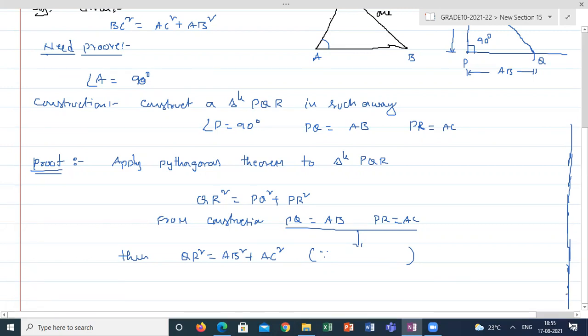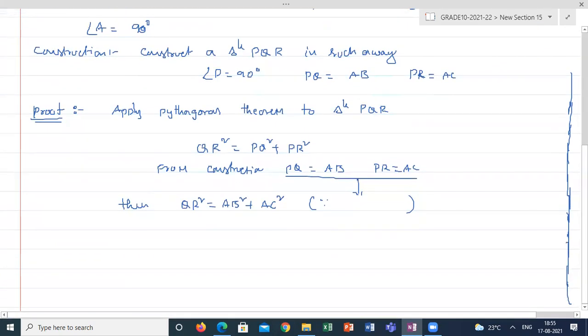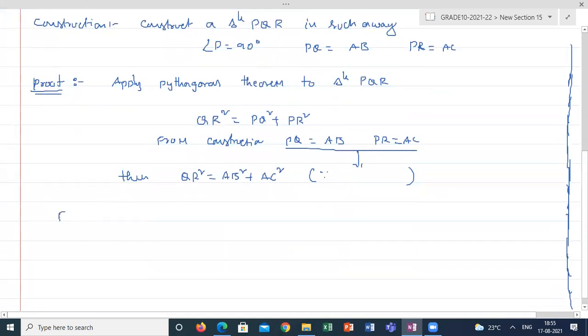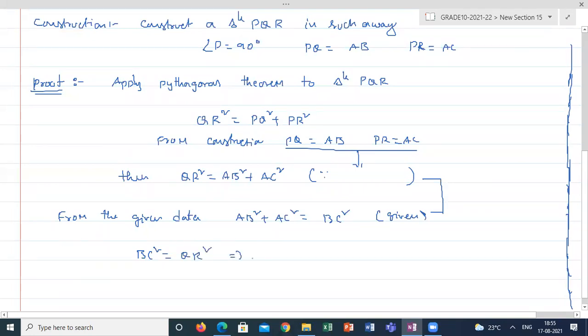But from the given data, AB square plus AC square is equal to BC square. This is given. So if I equate these two equations, what will I get? BC square is equal to QR square. From here I can say BC is equal to QR.